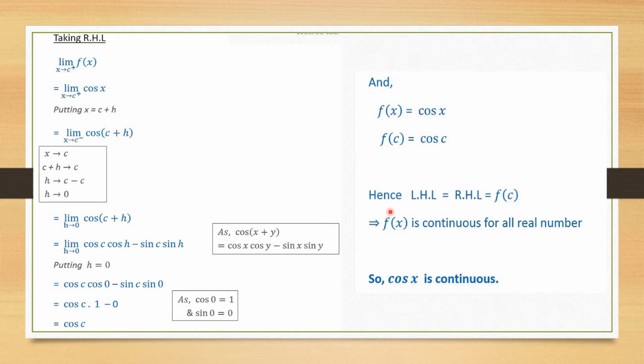So by the first condition, where LHL equals RHL equals f of c, as we are getting all the values equal, that means f(x) is continuous for all real numbers. So cosine is continuous.